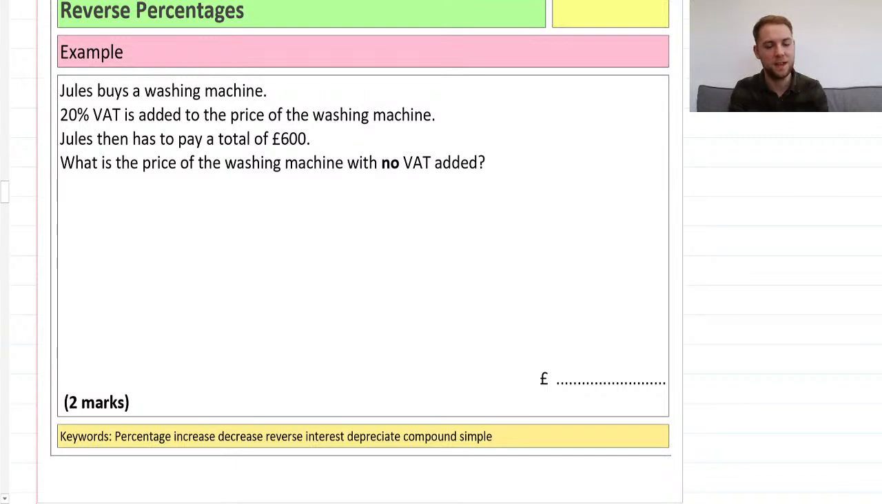So here's another one where they've increased it. Jules buys a washing machine and 20% is added to the price. Jules has to pay £600. What was the machine with no VAT? So what was the original amount? It doesn't say original in this one, but that's what they're looking for. Have a little go at this one yourself.